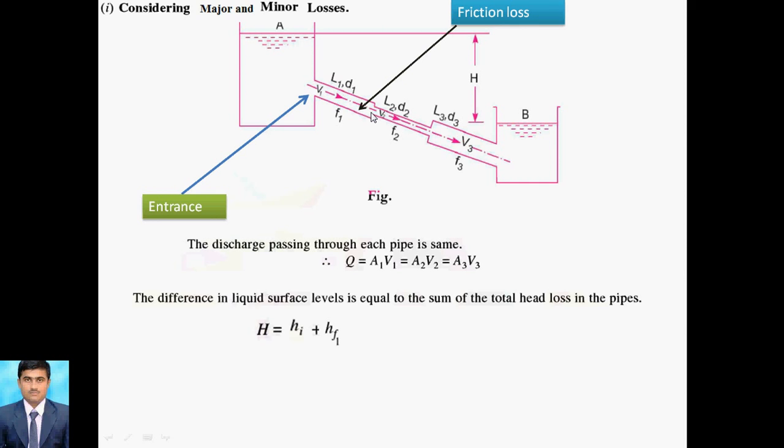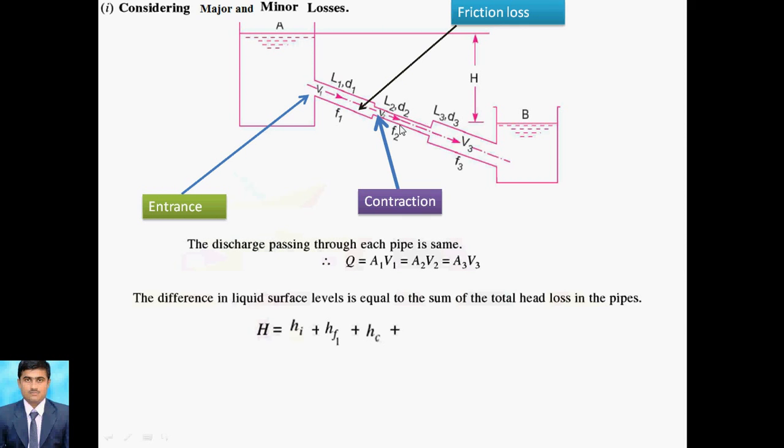That means D1 is maximum and D2 is small. So at that time the loss is called contraction. Contraction means HC, so here we write HC, plus this loss.